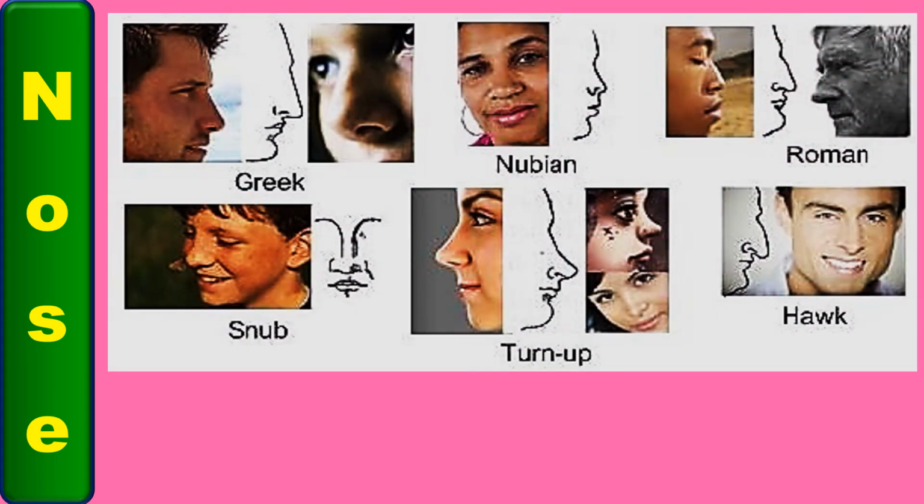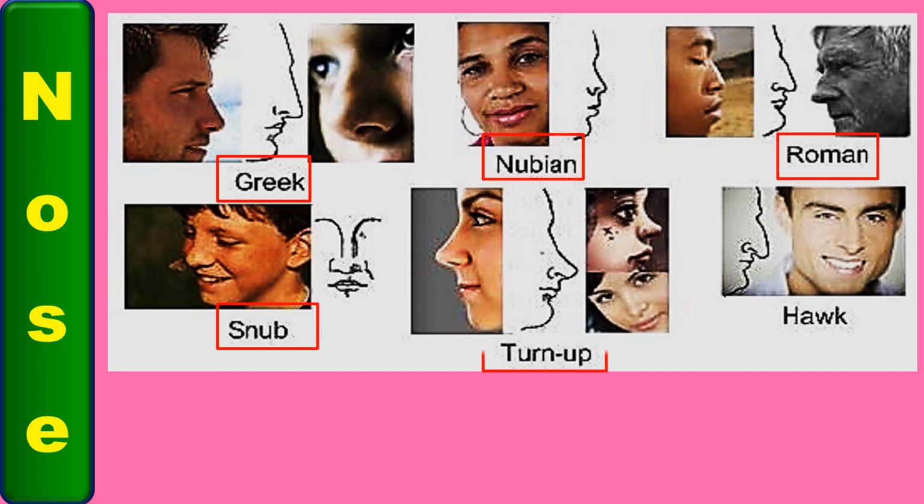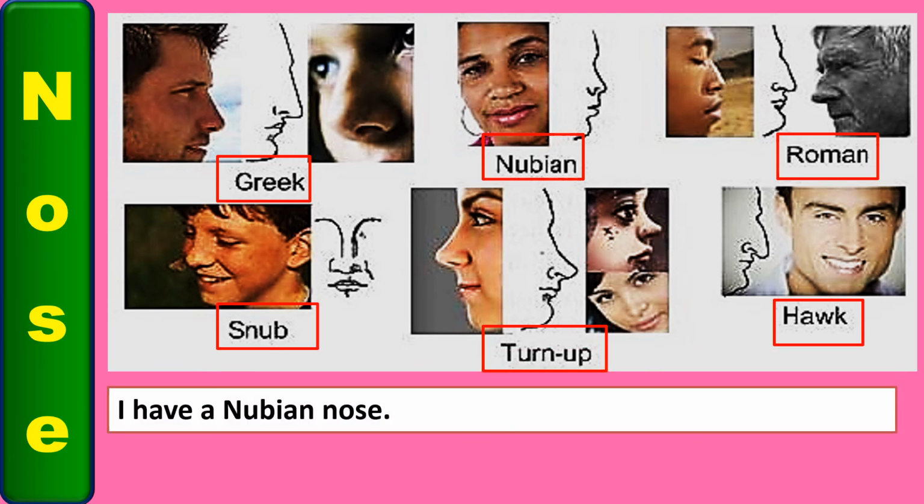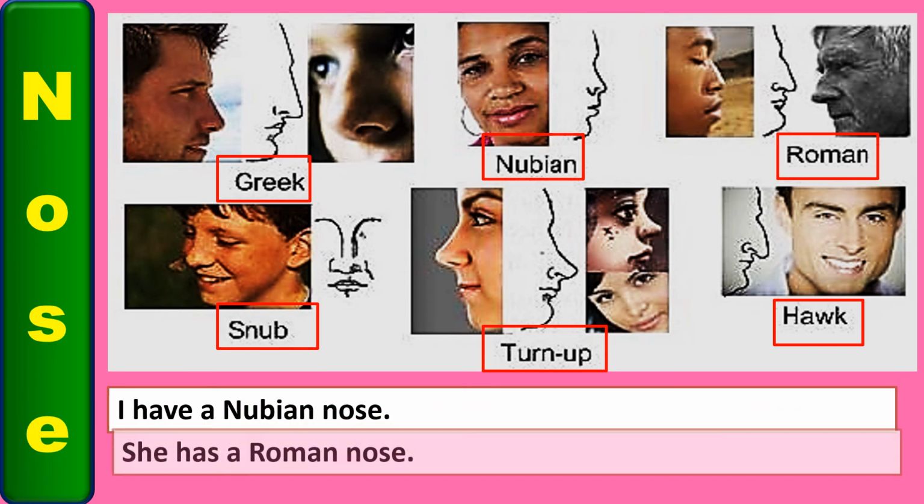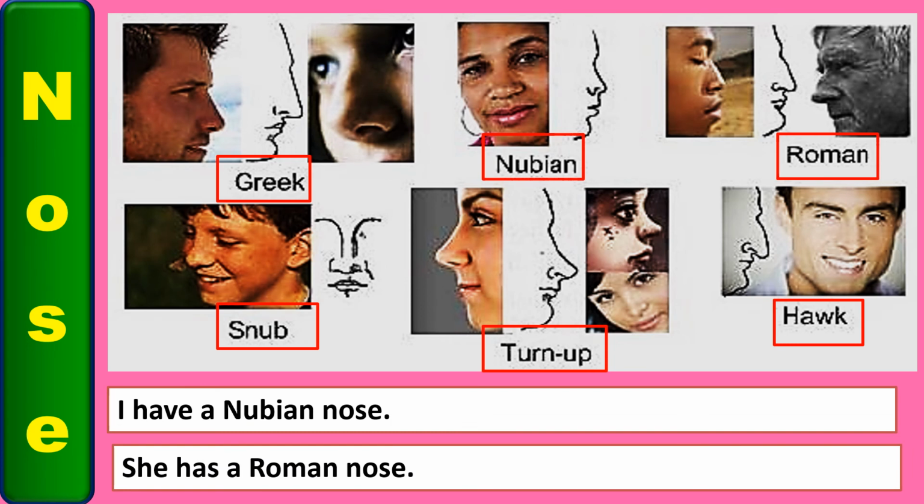After the face, we are going to describe the nose. So there are 6 shapes of noses that I'm going to give in this video, but there are more of them. Okay, so the first one is Greek, next is Nubian, next Roman, snub, turn up, and then hawk. Now in describing the nose, it's very simple. You can just say, I have a Nubian nose. Next, you can also say, she has a Roman nose. So as simple as that.